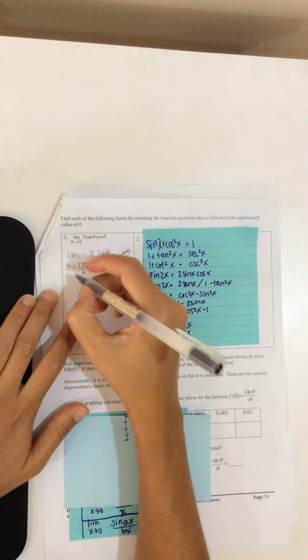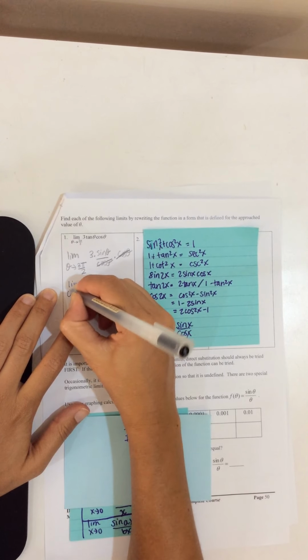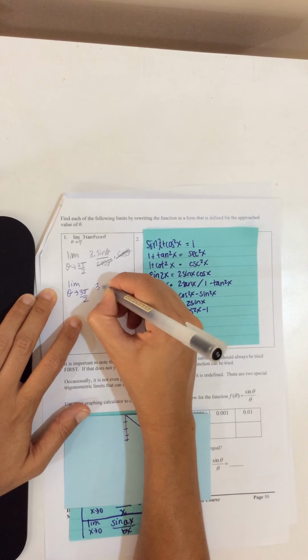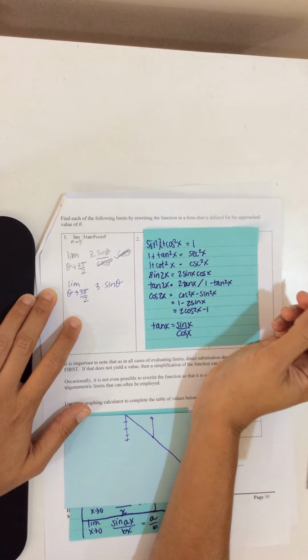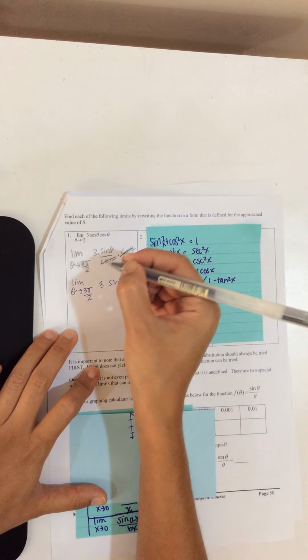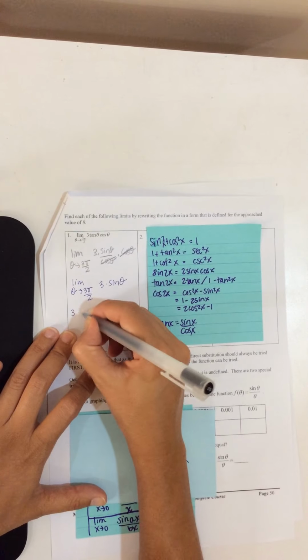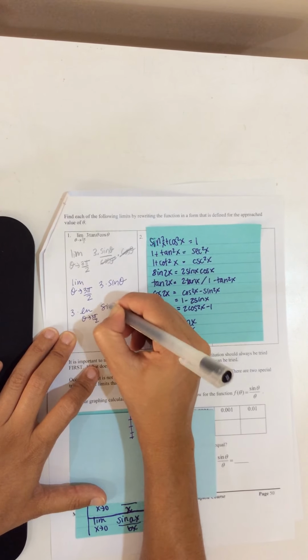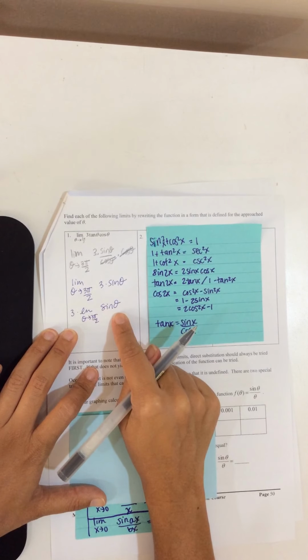Let's try this one. The limit as theta approaches 3 pi over 2 of 3 times sine theta. Now I remember my rule of constants, so I can pull that out. And it ends up being 3 times the limit as theta approaches 3 pi over 2 of sine theta. So now here I can directly plug that in.